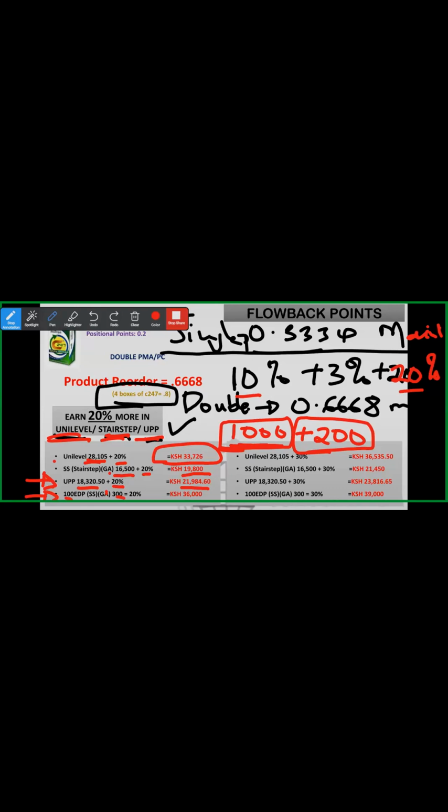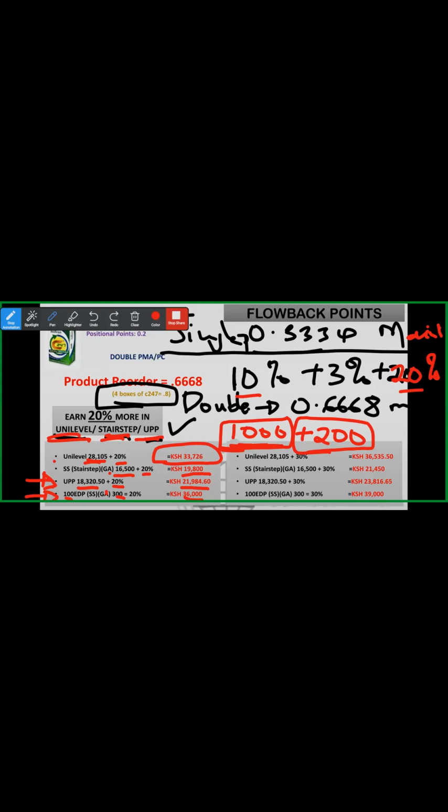Sawa sawa, hiyo haijakuwa calculated hapo, but basically an additional 20%, hiyo inakuja 36,000. That's why you have it there. So system ina calculate kila kitu. If it was 100 times nini na nini, you get an additional.